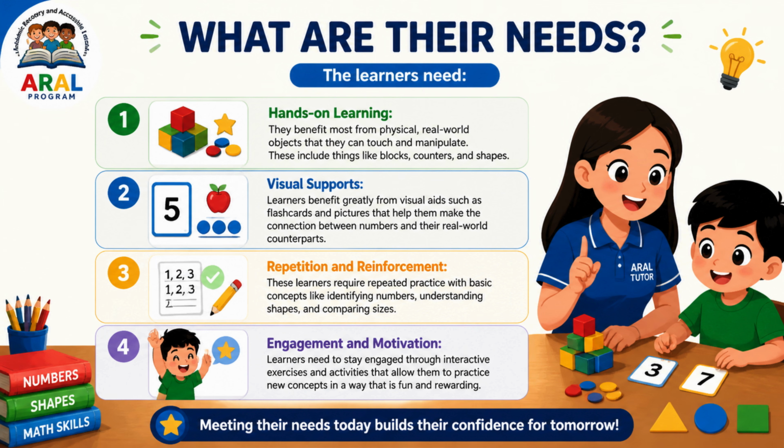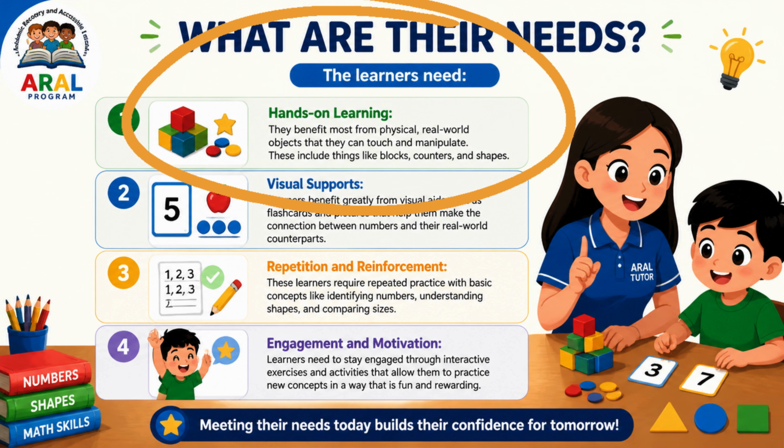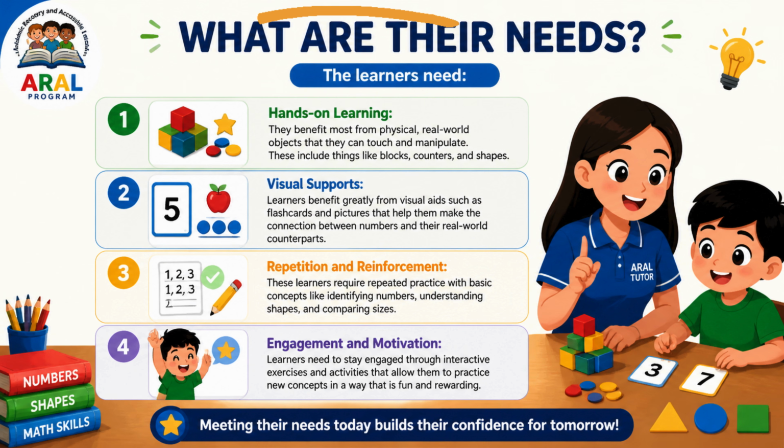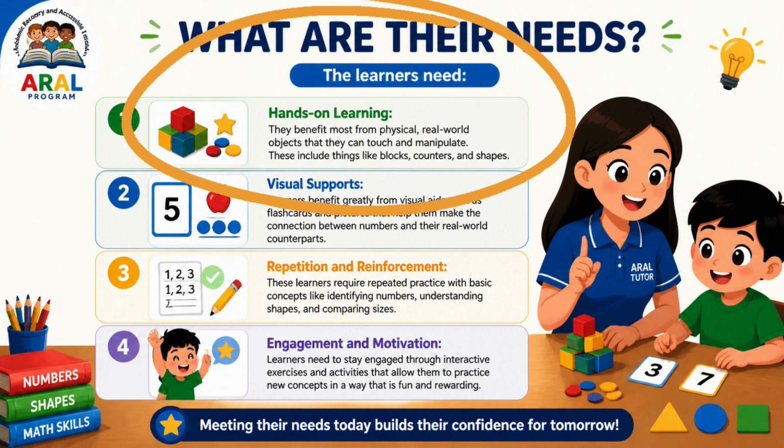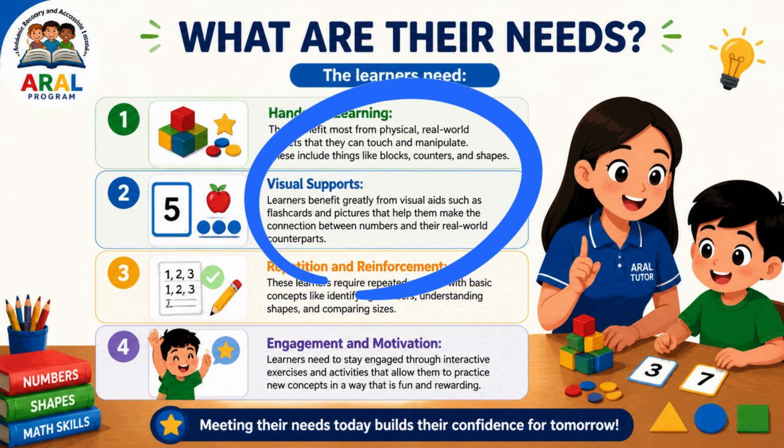The learners need hands-on learning. They benefit most from physical, real-world objects that they can touch and manipulate. These include things like blocks, counters, and shapes. Visual supports. Learners benefit greatly from visual aids such as flashcards and pictures that help them make the connection between numbers and their real-world counterparts.